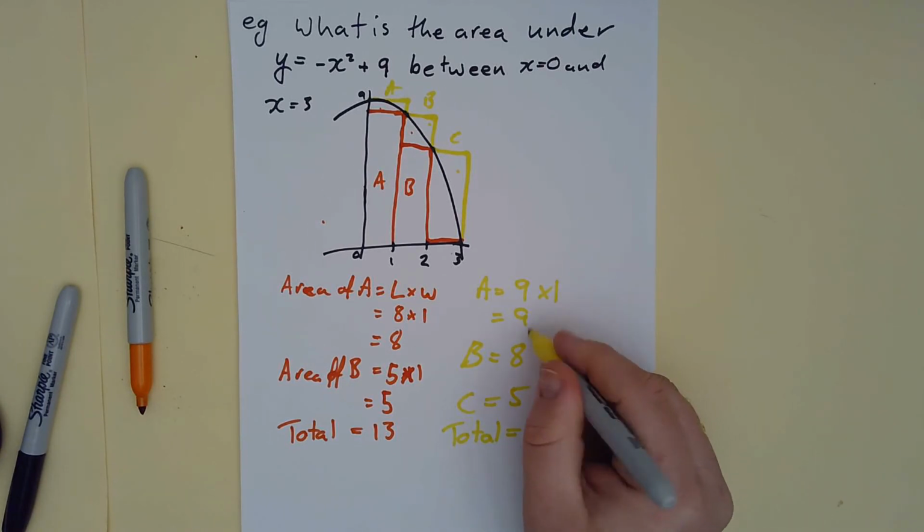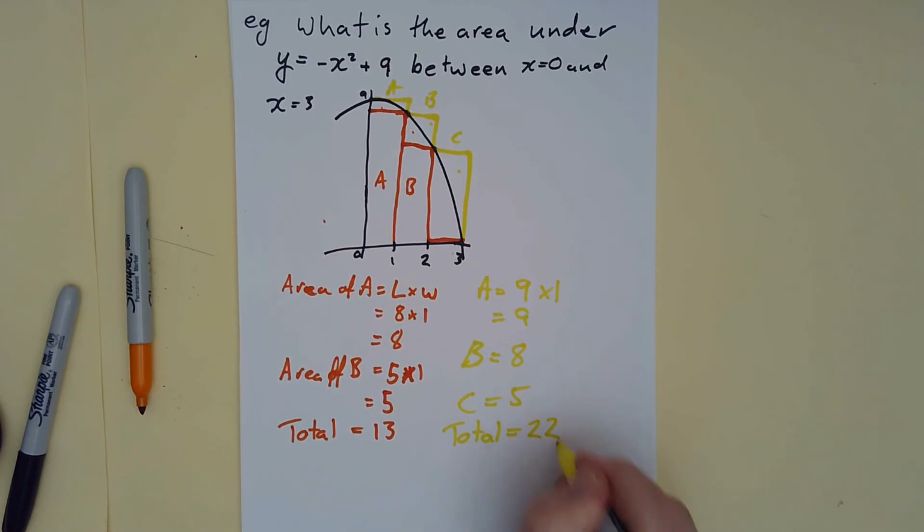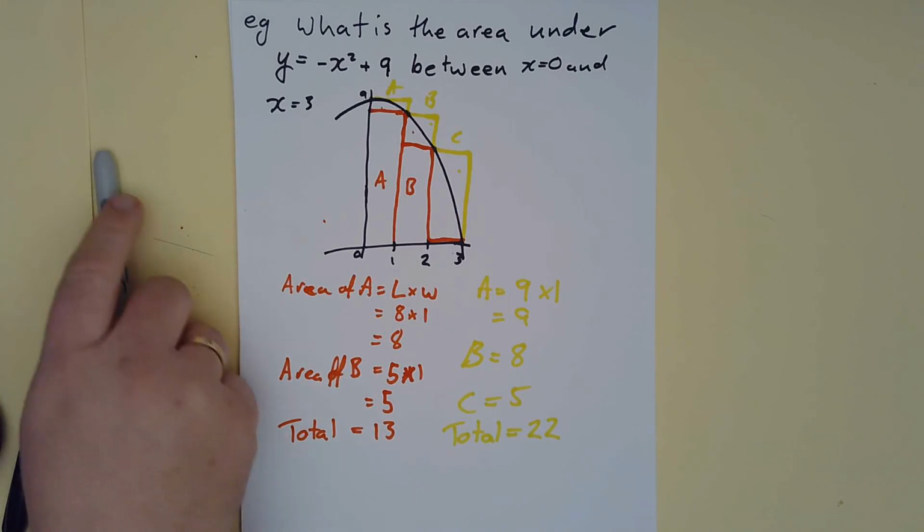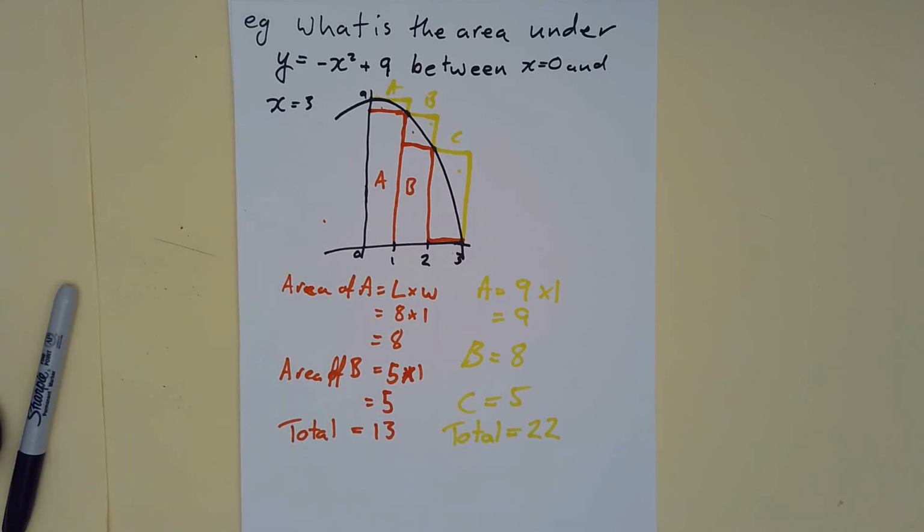So my total here equals 22. Now we can see that these are radically different numbers. So which one's correct? Well, neither of them are. It's going to be somewhere in between. How could we get it better? Well, there's a number of ways, and we're going to talk about that in the future.